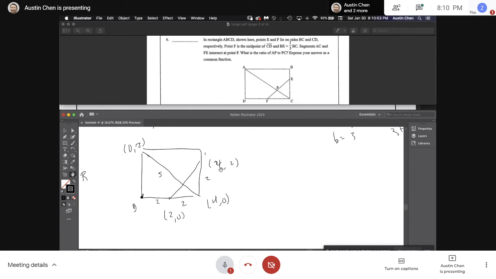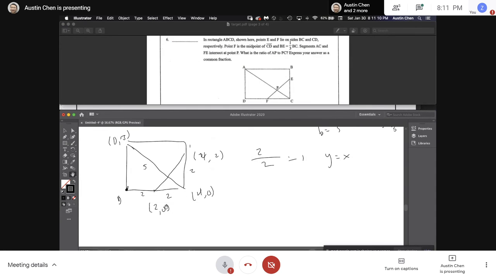So just start with this line. This line is going to be slope 2 over 2, or 1. Okay, that makes sense because it was 45, 45, 90. And so then it's going to have equation y equals x plus some constant. And then from 2, 0, the constant has to be -2.